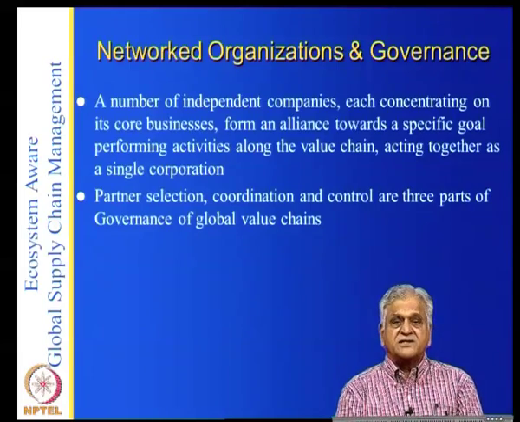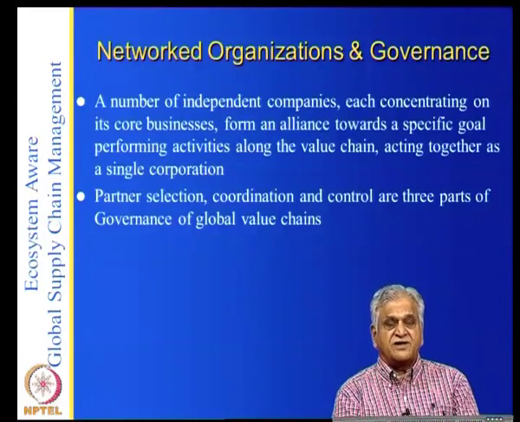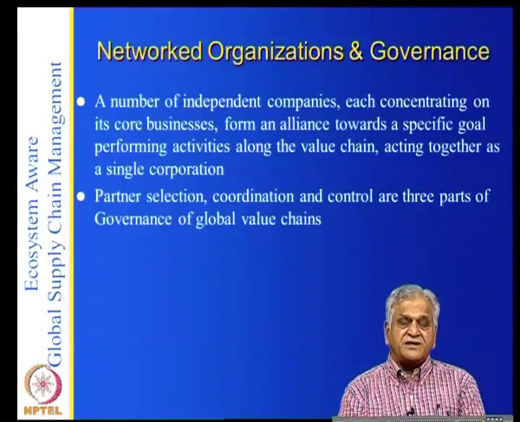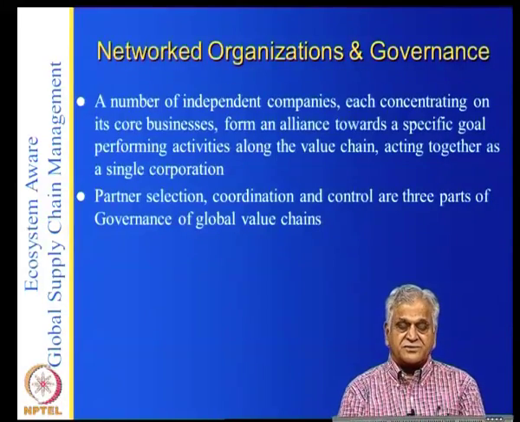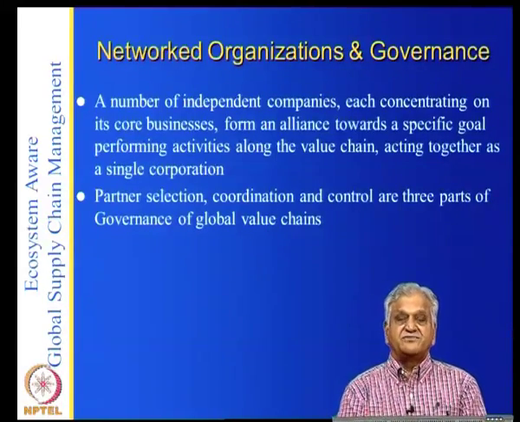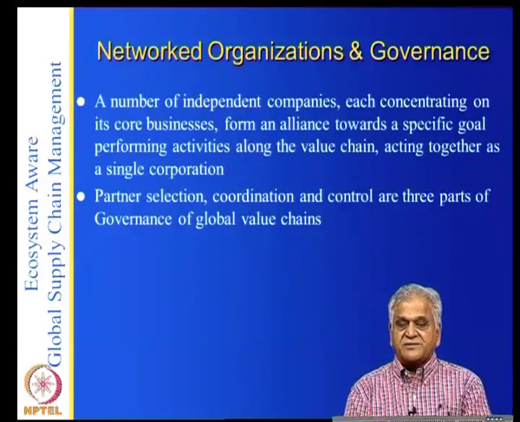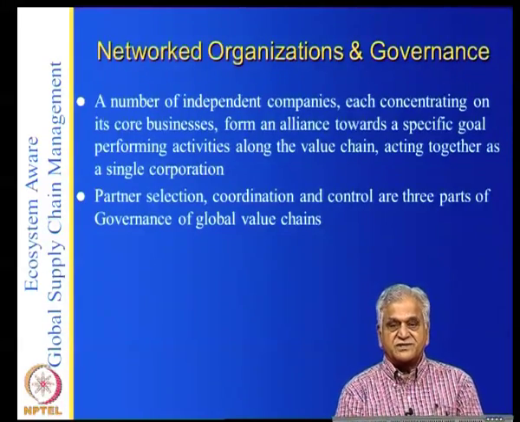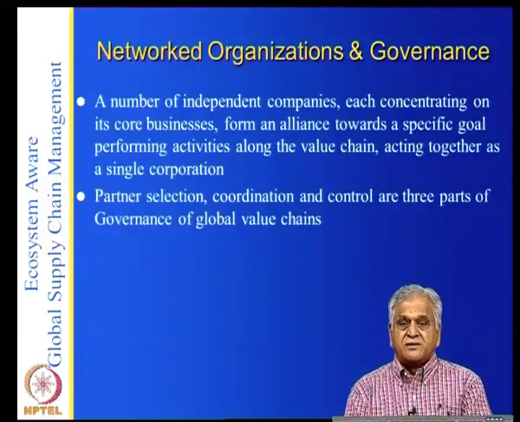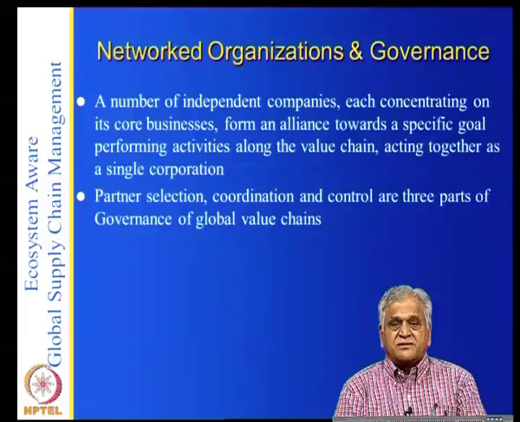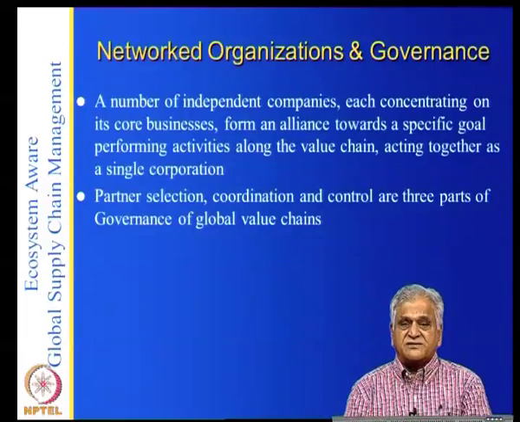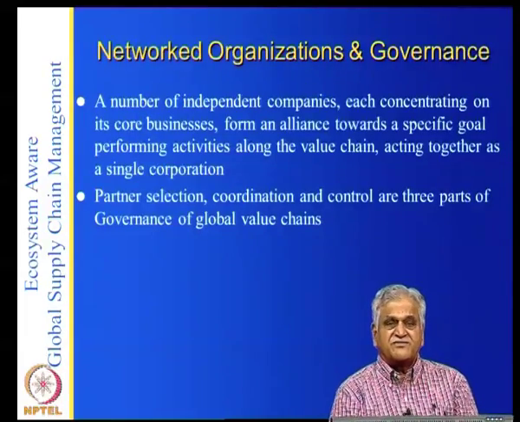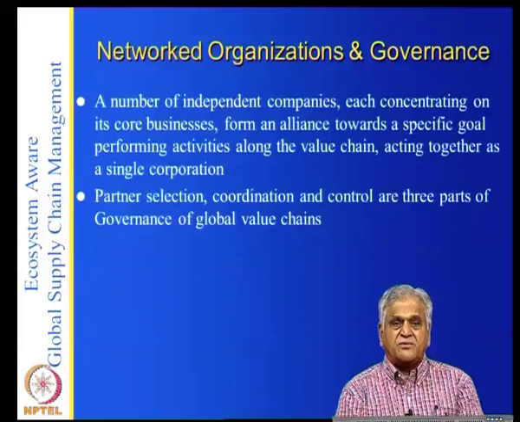Partner selection, coordination, and control are three parts of the governance of global value chains. Governance becomes important when you have so many independent companies. Somebody produces cotton, somebody does sewing, somebody produces zippers, but who will put them all together? Who tells them which zipper is for what? Is it for a trouser, a shirt, or a coat?